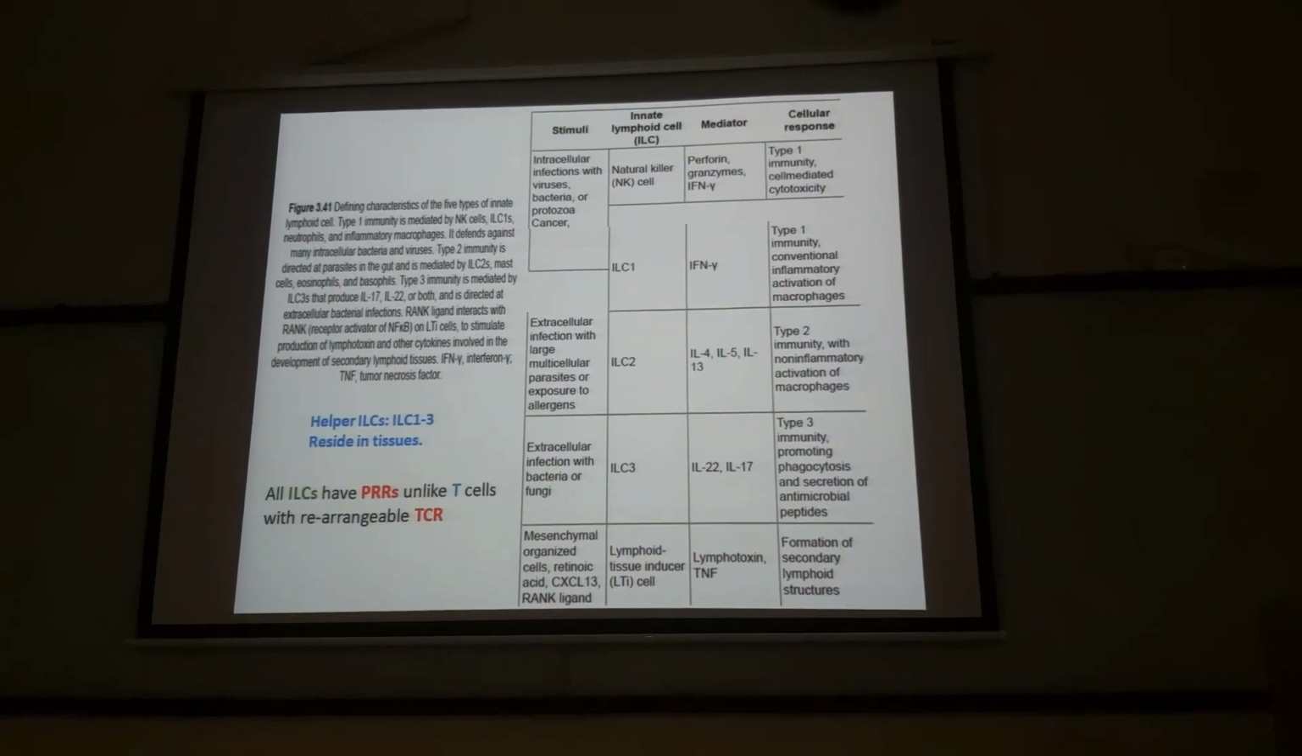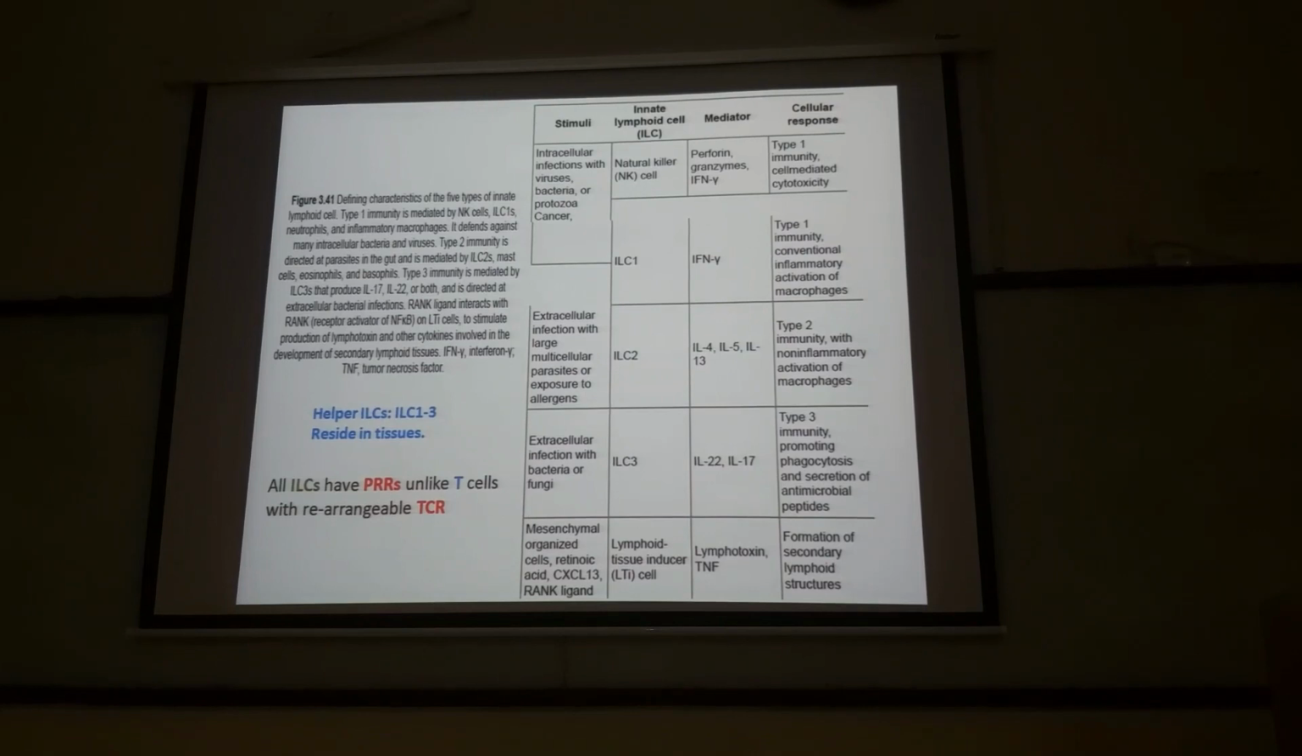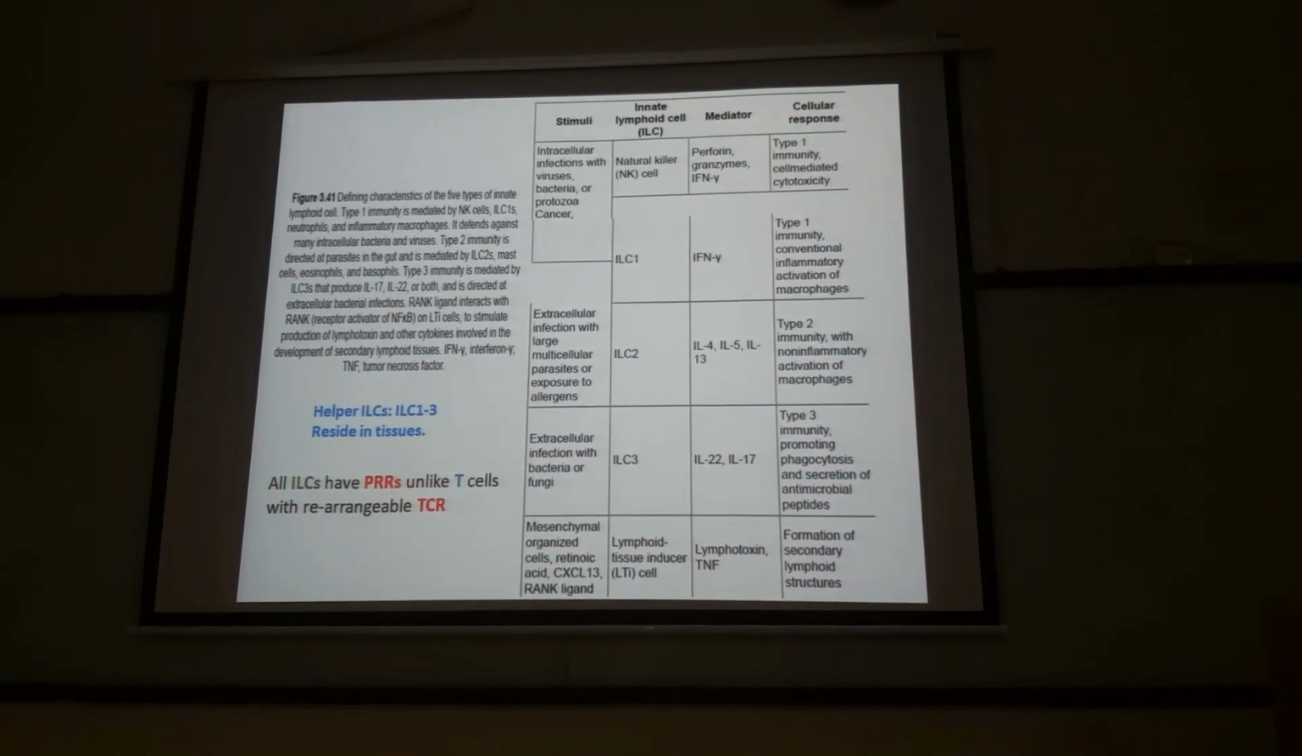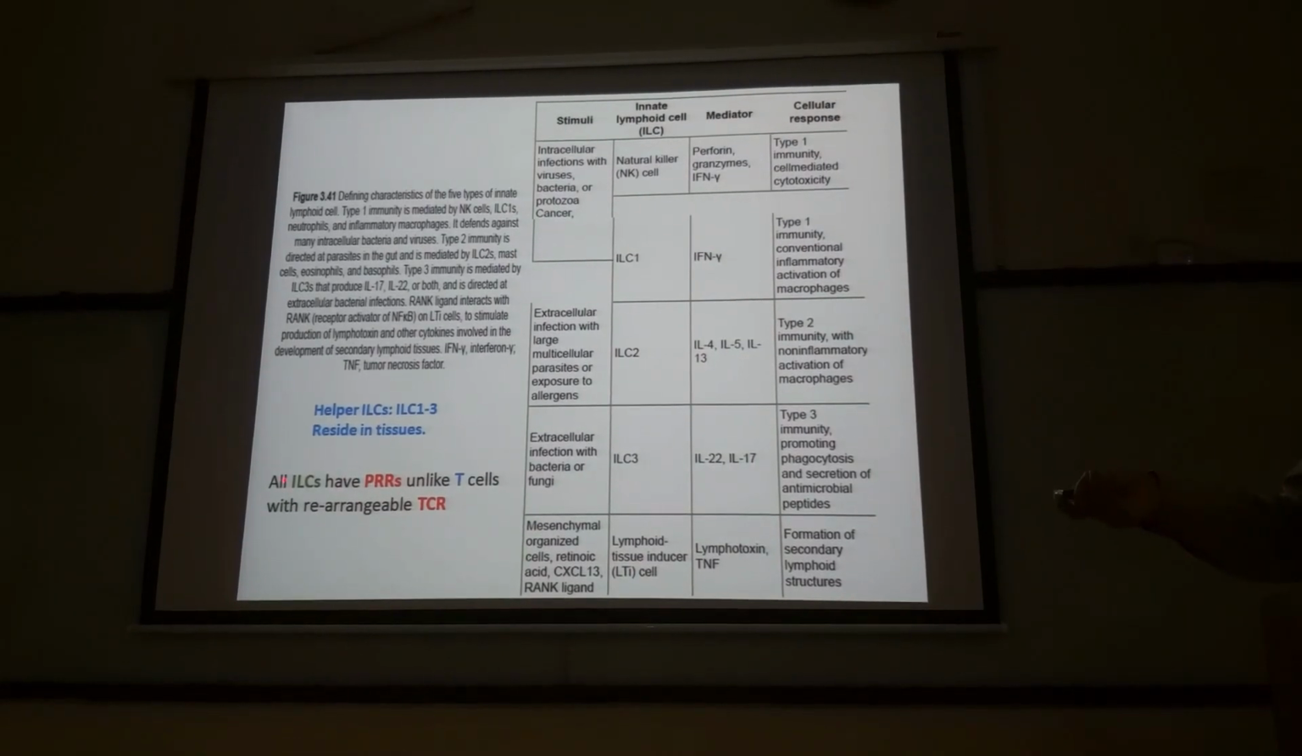on their surfaces. Okay? So that's why, because these ILCs can recognize the patterns or the PAMPs with the help of these pattern recognition receptors, they have something to do with the innate immunity. Not adaptive immunity. We are not talking about that right now. But they have a key role in the innate immune response.